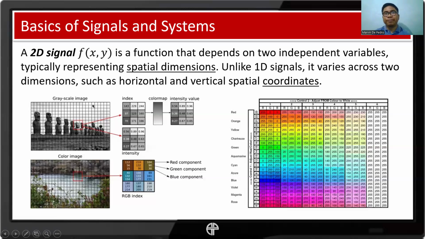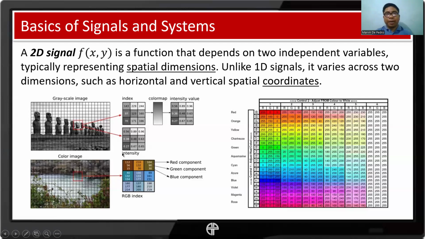Right? So let's say 0,0, 0,1, 0,2, 0,3, and then 1,0, 1,1, 1,2, and so on. Okay, so that's an example of assigning IDs for a two-dimensional signal. But of course, it differs across different techniques. Unlike 1D signals, a 2D signal varies across two dimensions such as horizontal and vertical spatial coordinates.